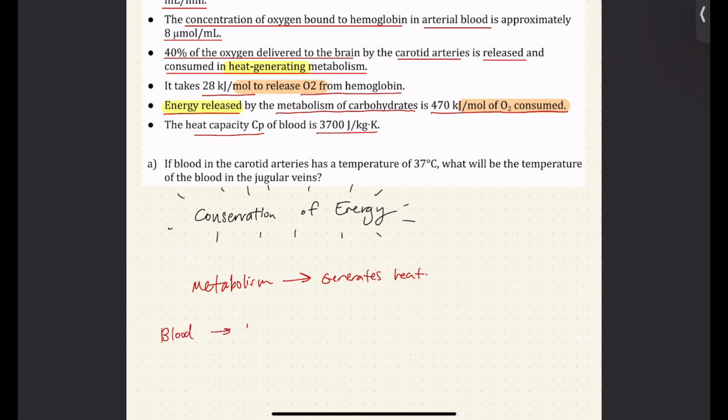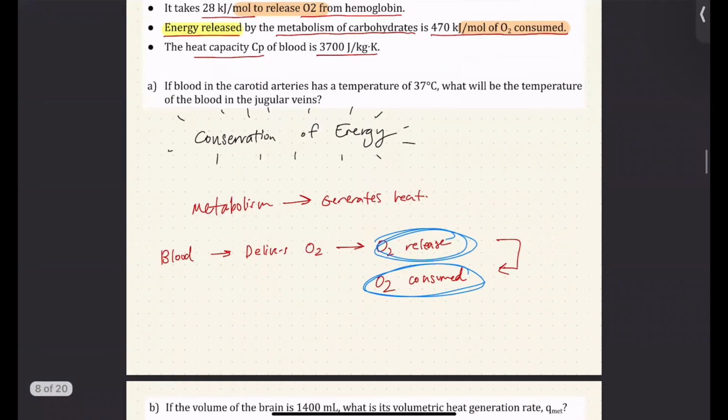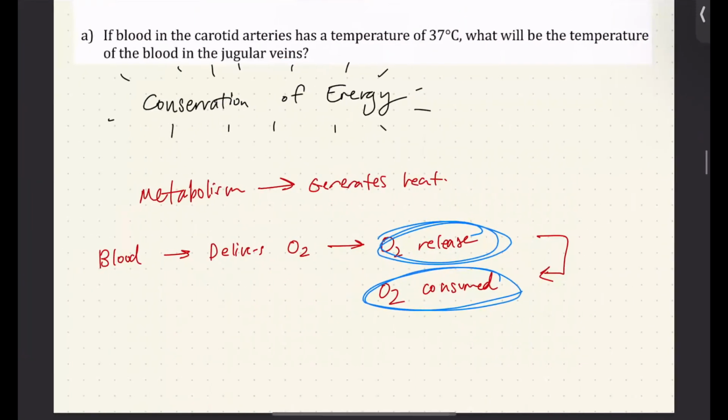Blood delivers oxygen. And then what? We have oxygen release, right? We have energy required for O2 release, right? Then what else do we have? Then the O2 consumed, right? Then O2 consumed is also energy, right? It says it requires energy for release, and produces energy for consumption.